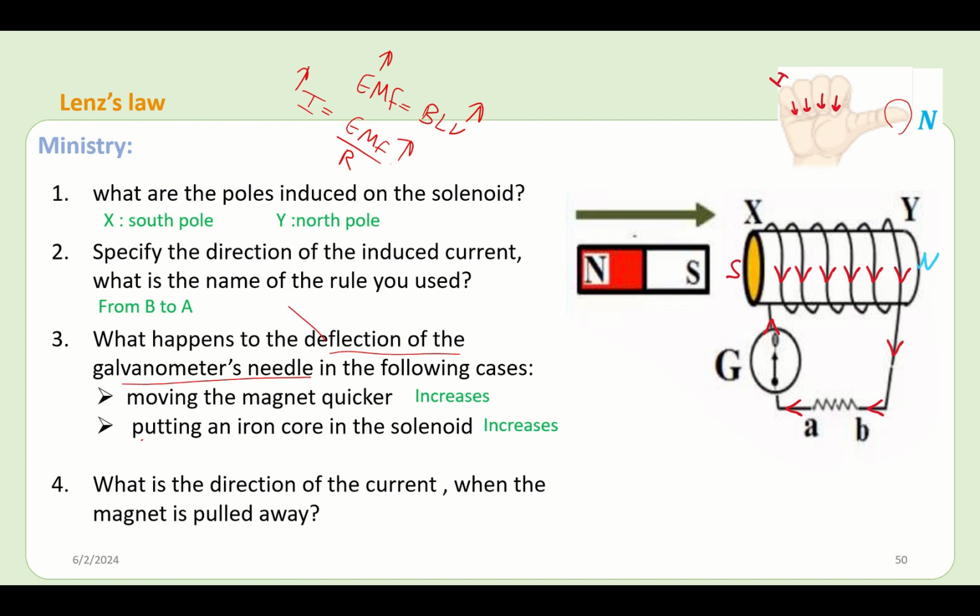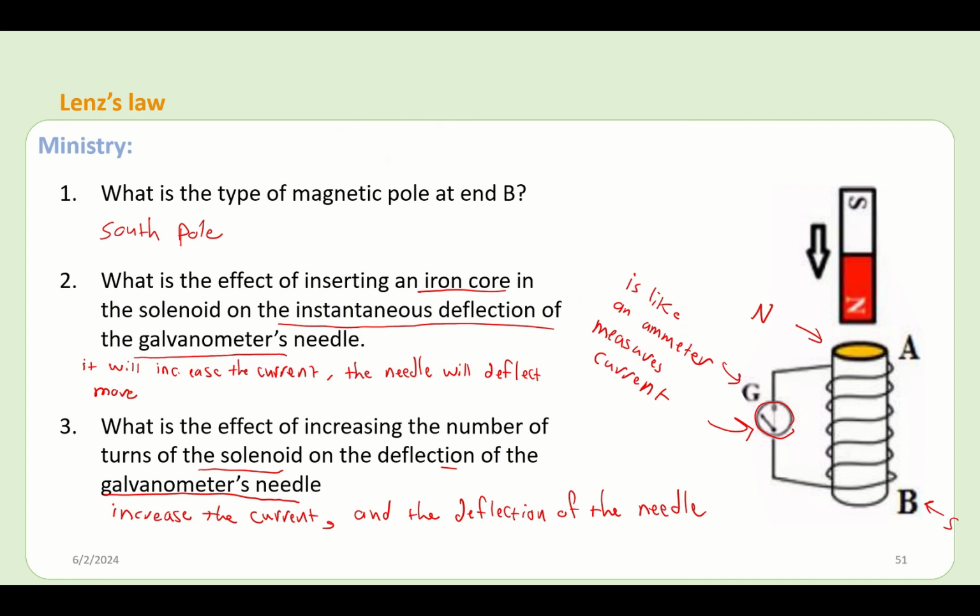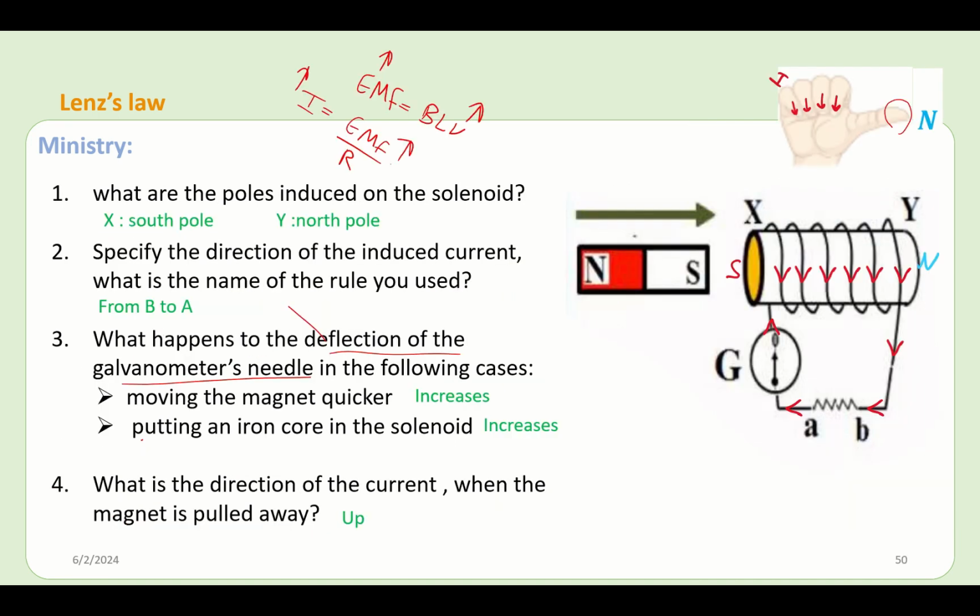What is the direction of the current when the magnet is pulled away? Well, because we pull the magnet away, we will have attraction force, and hence you will have a north pole here and a south pole here. Then if you put the thumb in the direction of the new north pole, the current will reverse direction. You can see that now the current is going upwards. So we can say that the direction of the current reverses. It becomes up, or from A to B, opposite to that when we approached the magnet.